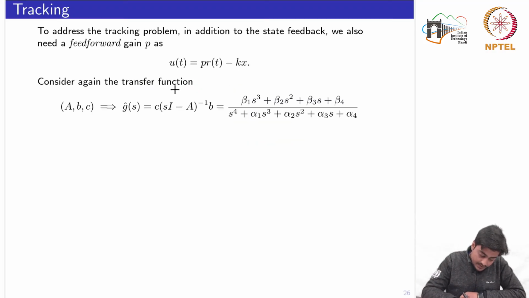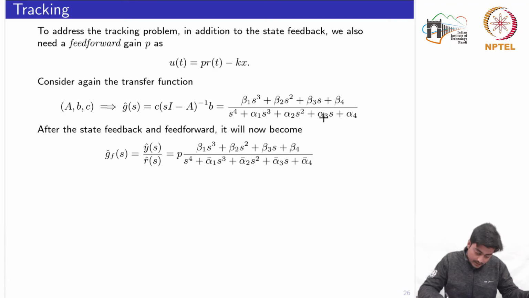Consider once again the transfer function we had seen earlier for the pair A, B, C, denoted by G hat of s. This transfer function is written for n equal to 4. So we have seen earlier all these beta i's and alpha i's of the plant. Now after applying this state feedback and the feed forward, the overall transfer function of the closed loop system would become Y hat over R hat.